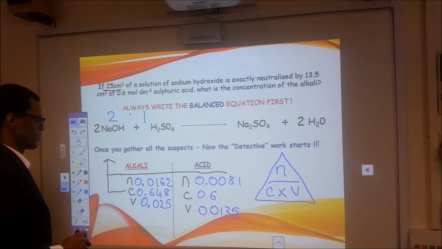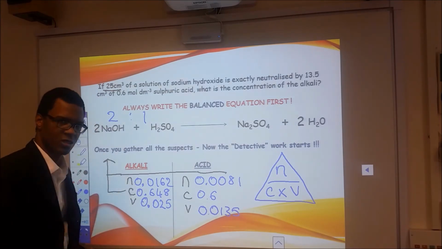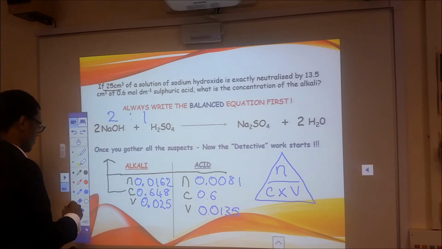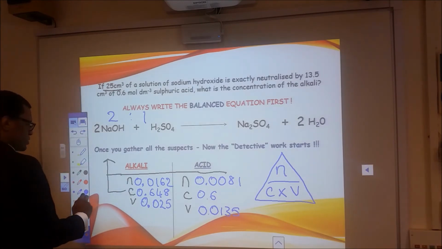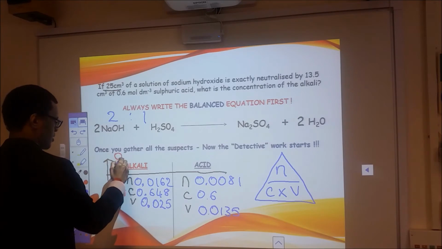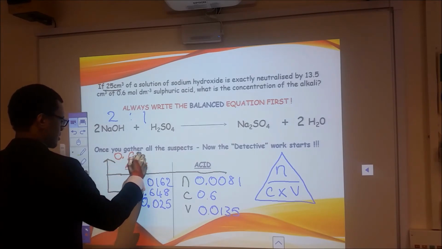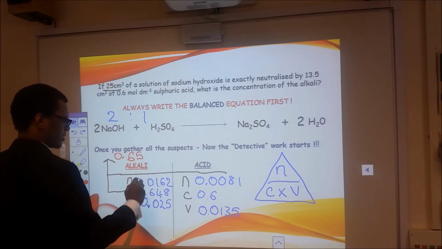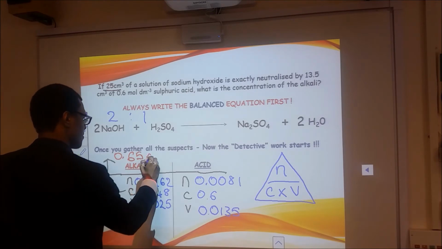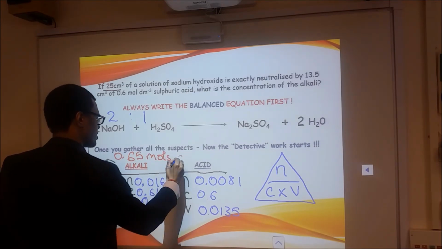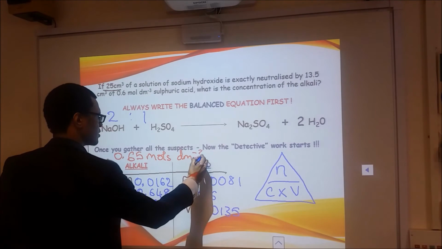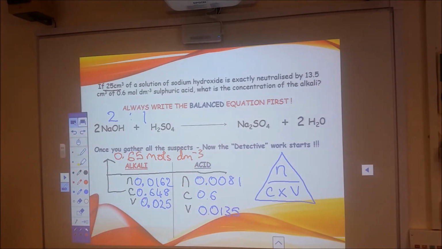Now, because we can only be accurate to 2 significant figures, because we were only given values of 2 significant figures, we can only have our answer accurate to 2 significant figures. This means we must round it to 0.65, and then put in our units, moles per decimeters cubed. And that's our answer.